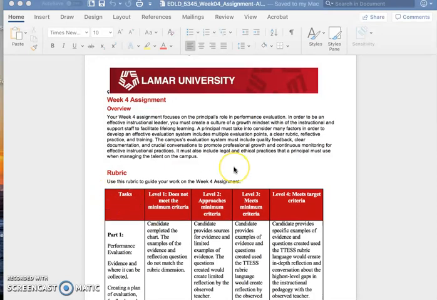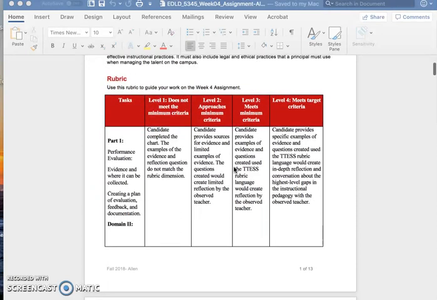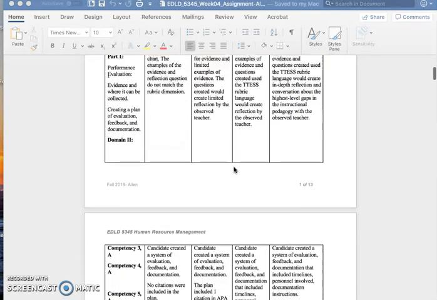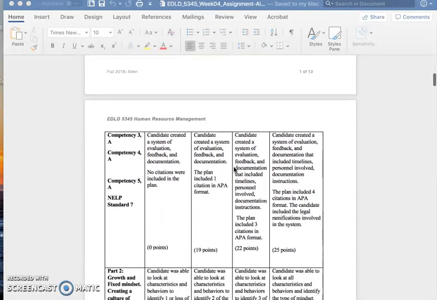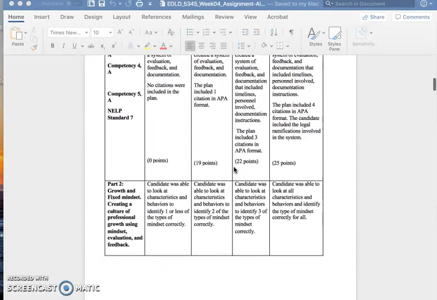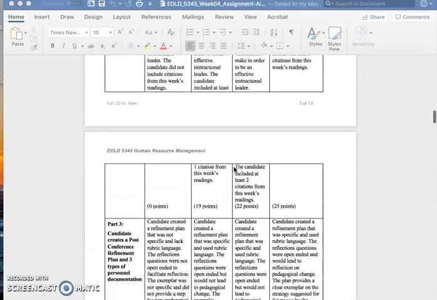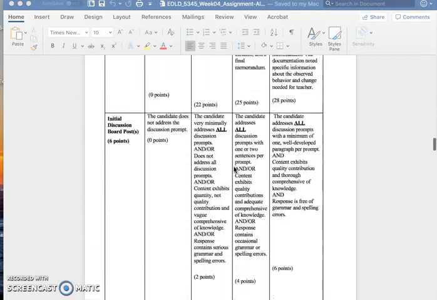So when you look at the week 4 assignment, again, this rubric is going to be very important to you. It gives you very specific information about what you need to do to get maximum points, such as how many citations you're going to need, which is a little different for this week. So look through it and make sure that you know exactly what you've got to do to get maximum points.